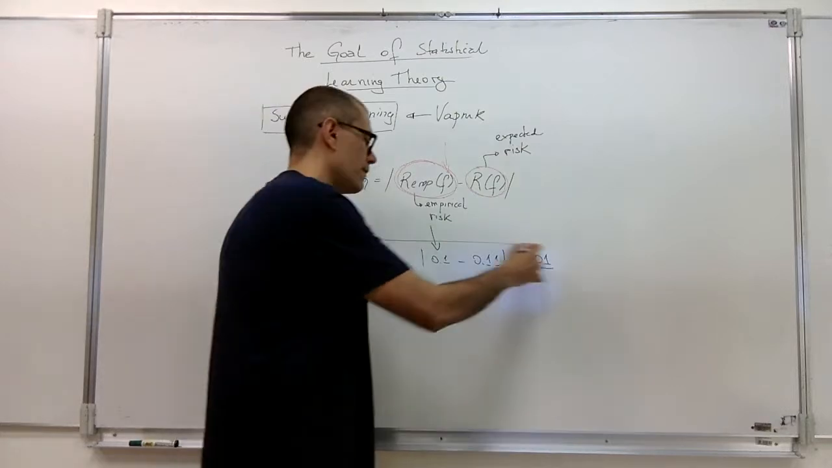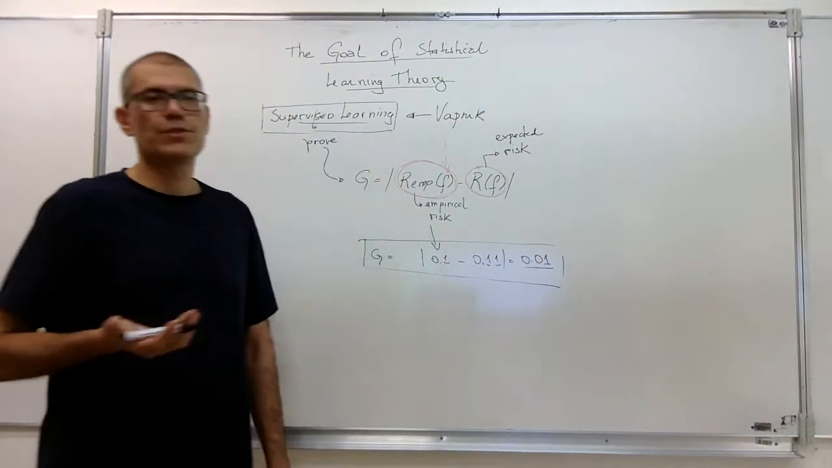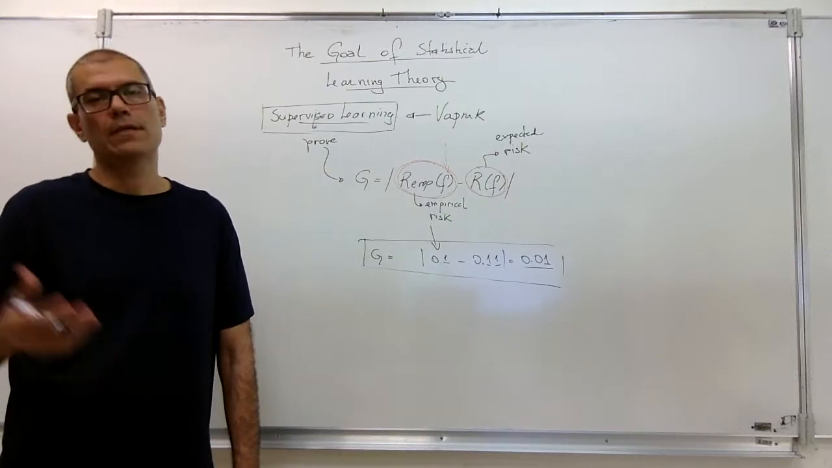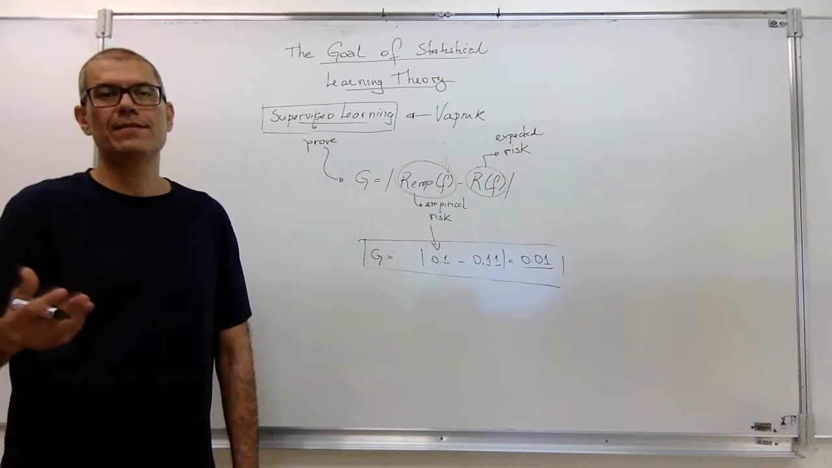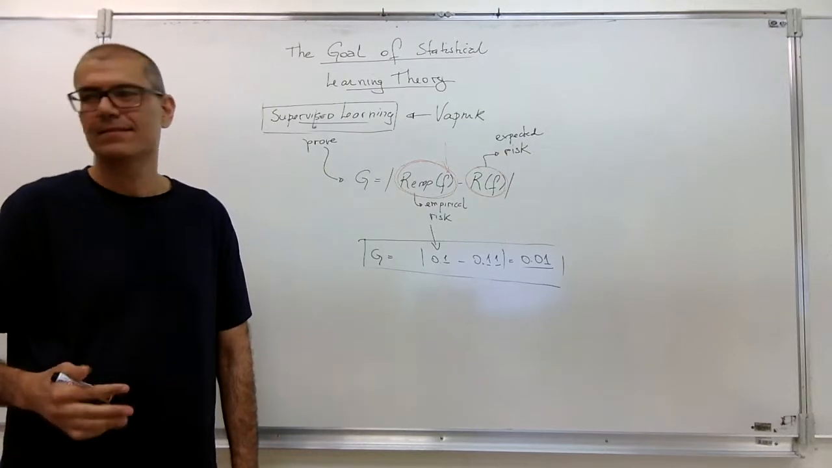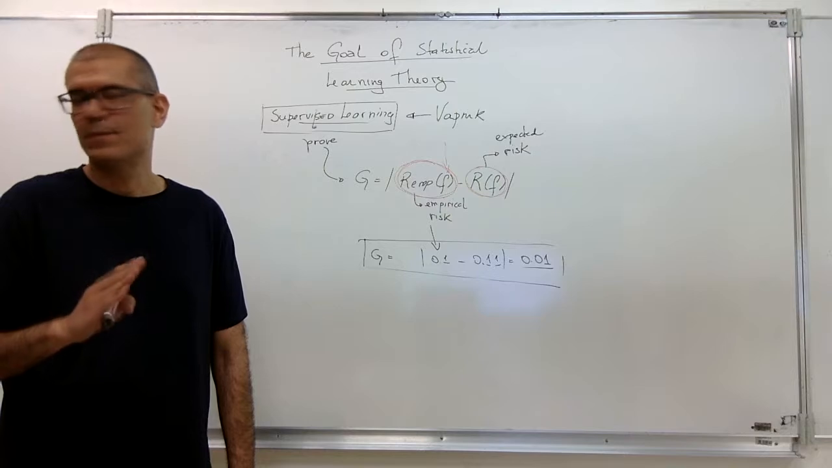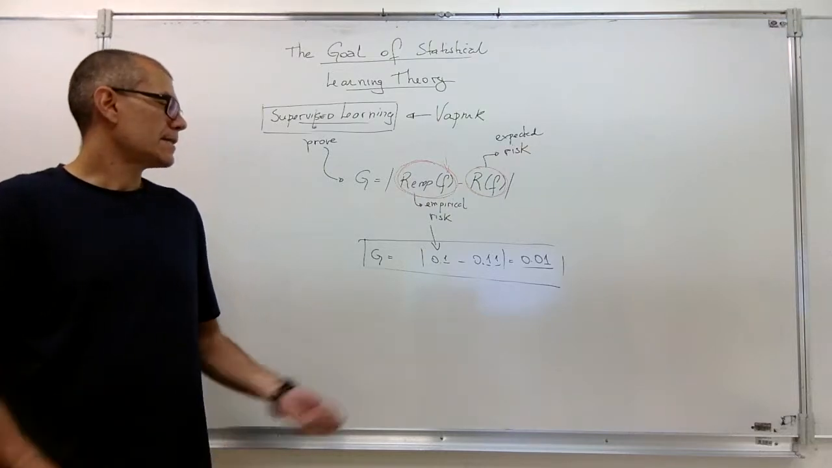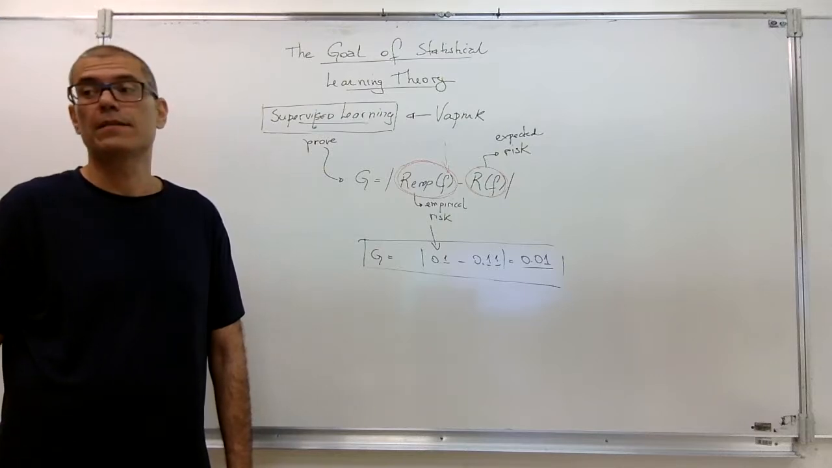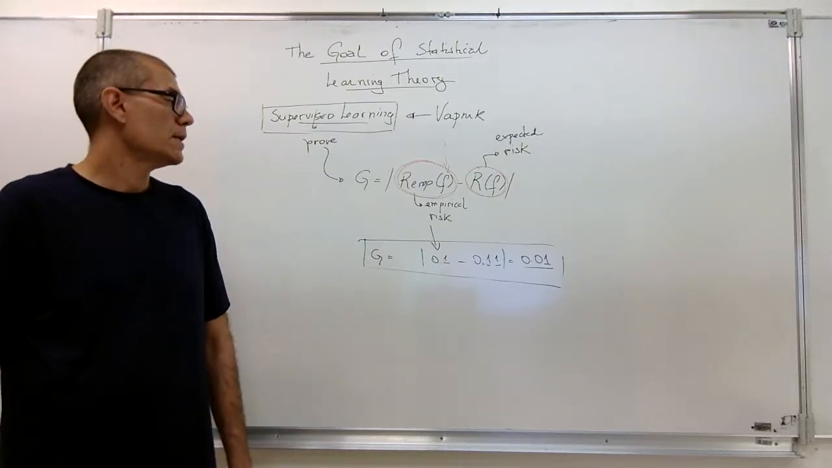If we don't have this, we cannot ensure learning. And that's the condition that Vapnik defined a long time ago, in the period from 1965 to 1999. And that's how we define learning, basically, in terms of supervised learning at least.